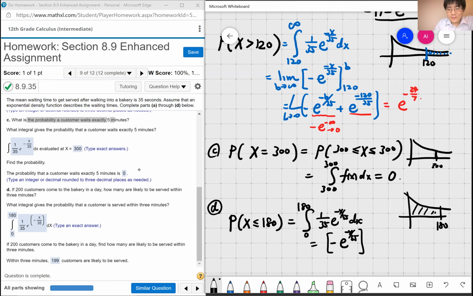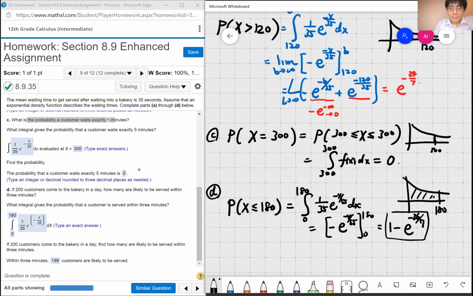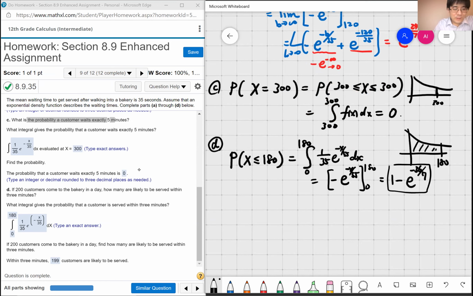It's getting kind of boring at this point. So it's going to be 1 minus e to the negative 36 over 7. Okay, so that's the probability. Now there are 200 customers coming. So we need to multiply the probability by 200 to make it the number of people.